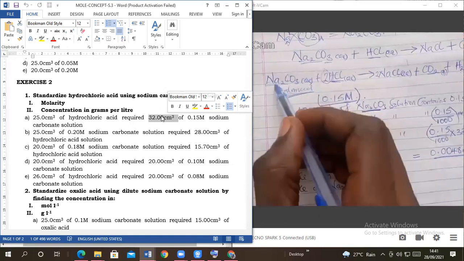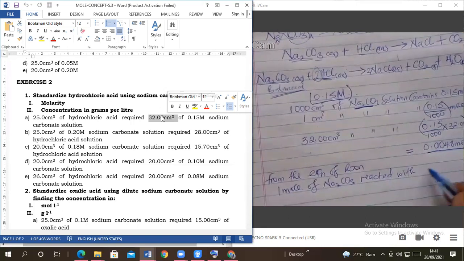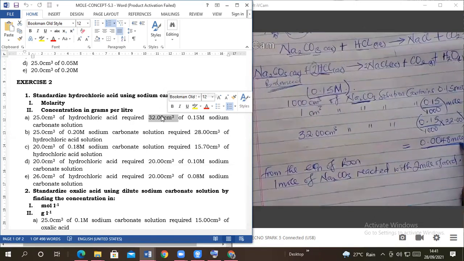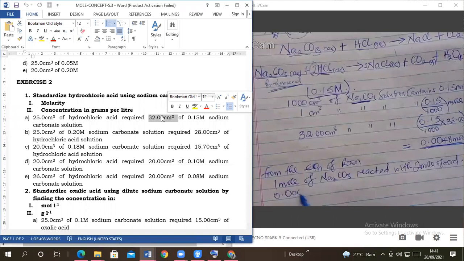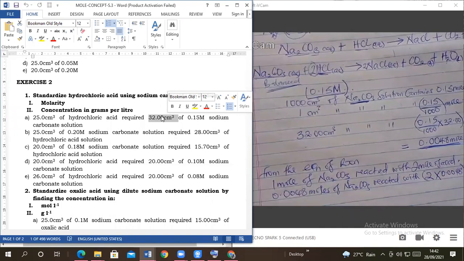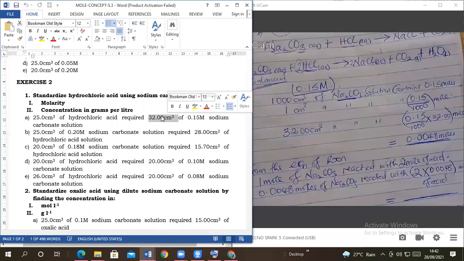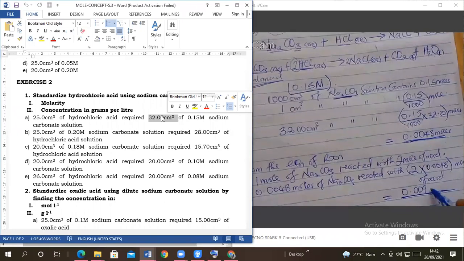People are quiet. What has happened? 1 mole of sodium carbonate reacted with how many of the acid? 2 moles of hydrochloric acid. 2 moles of the acid. Now, what about 0.0048 moles of sodium carbonate? It reacted with 2 times 0.0048 moles of the acid. This one is of the acid. So what are those moles? 2 times that answer, what do you get? 0.0096. 0.0096 moles.